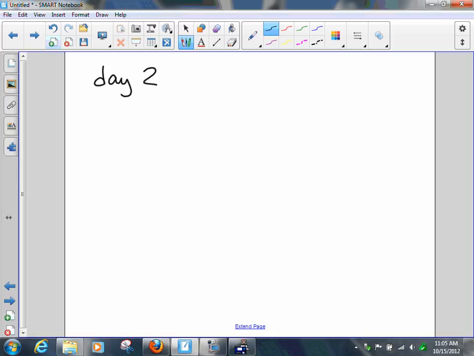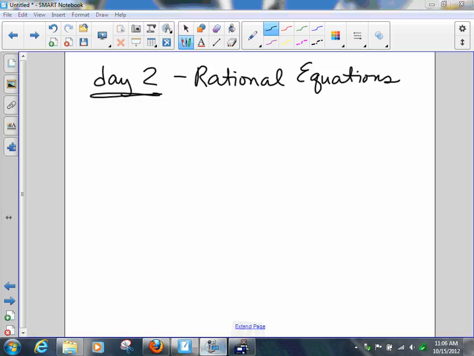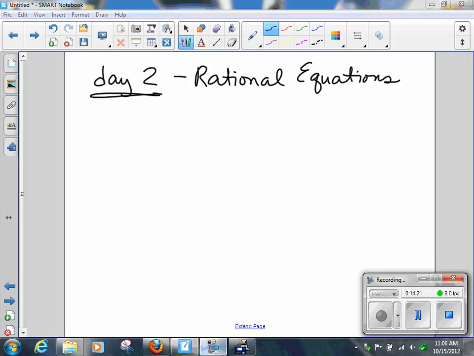Day number dos on rational equations. Folks, I'm going to show you two little special cases, short and sweet and to the point, and then you're going to work on your own. It's more important for you to work on these problems than to hear me. Blah, blah, blah, right? And you're nodding in agreement with love, right? Okay. All right, here we go.